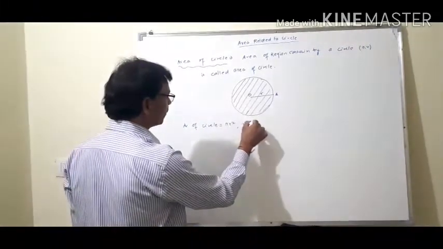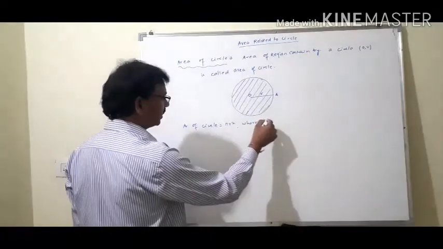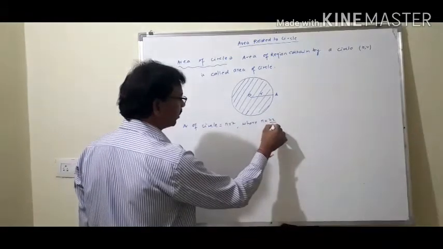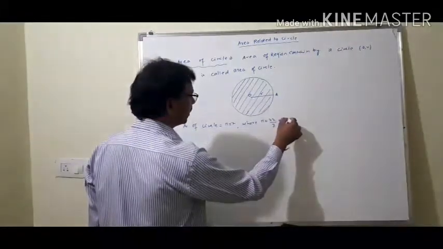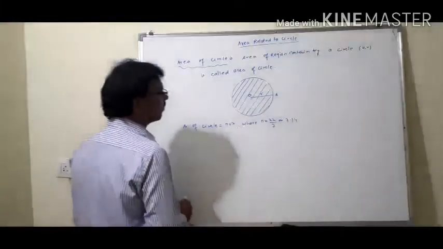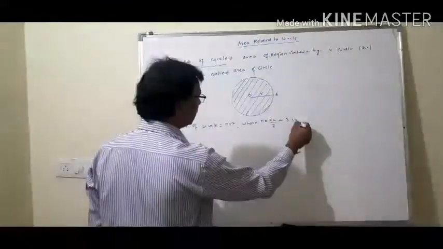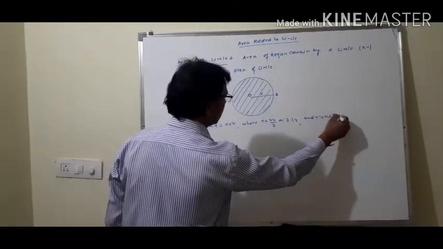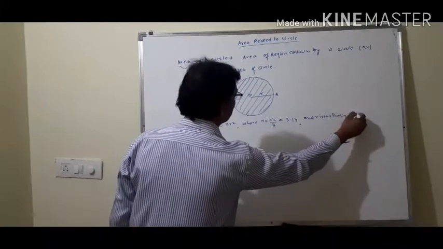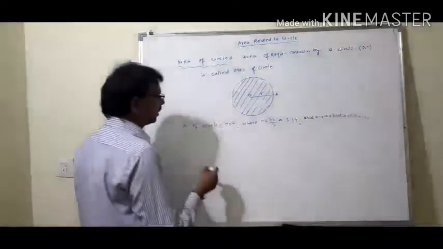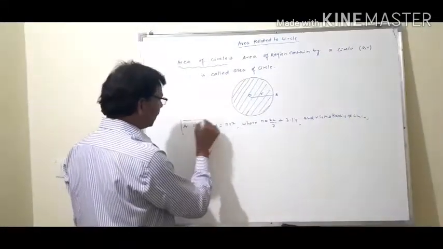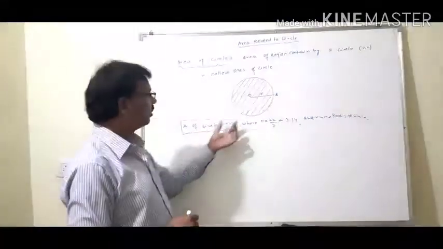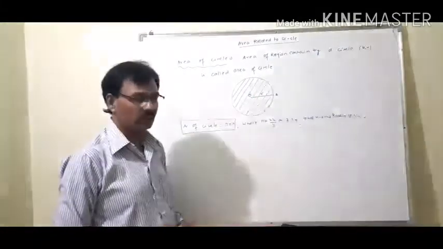where pi is a constant and the value of pi is generally taken as 22/7 or 3.14, and r is the radius of the circle. Thus, with the help of this formula, we can find the area of any circle whose radius is R and center is O.